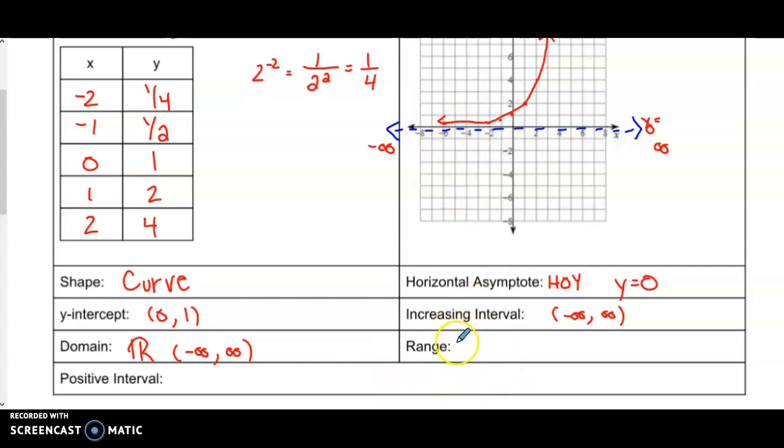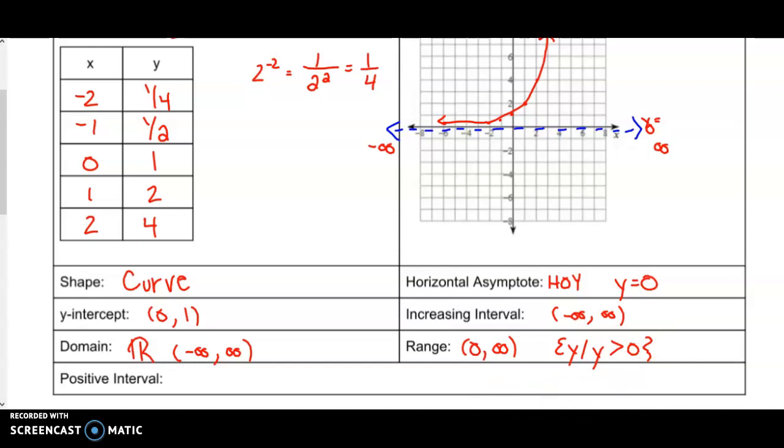So when I write this out, I could use 0 in parentheses to infinity. So everything from 0 and above 0. Or if you want to use set notation, all values of y such that y is just greater than 0. Remember, we can't hit 0.